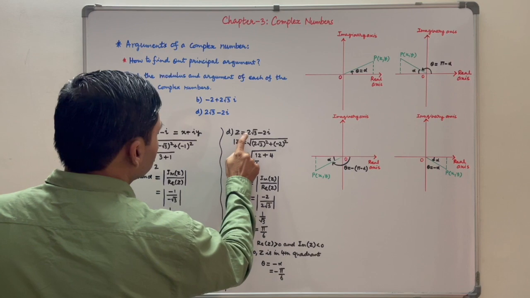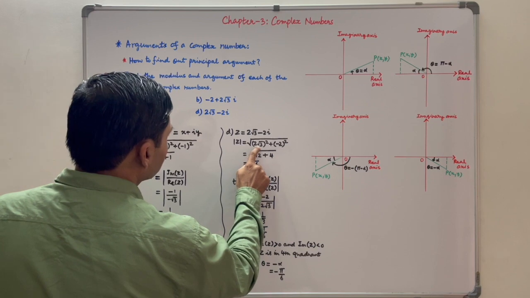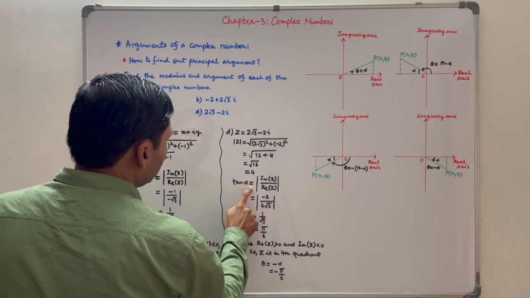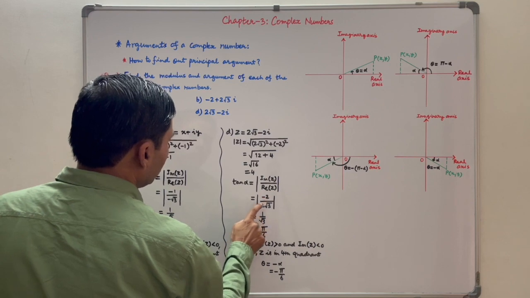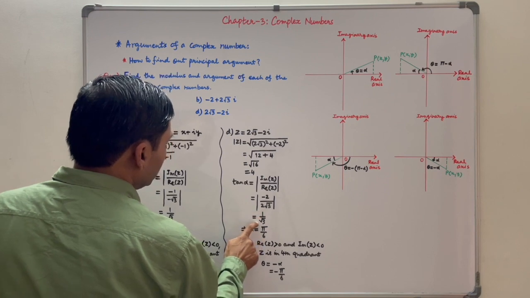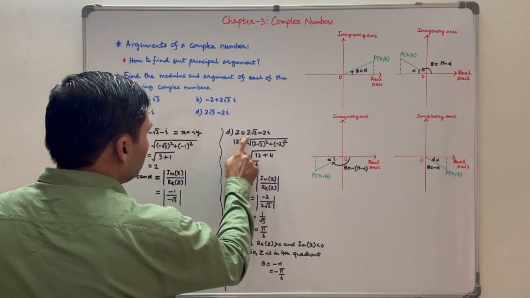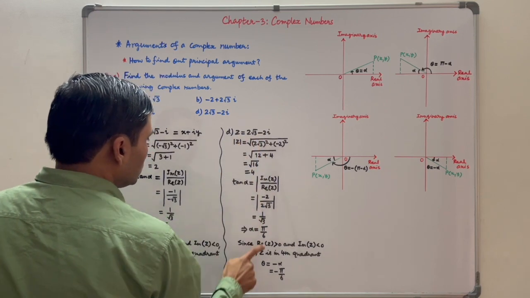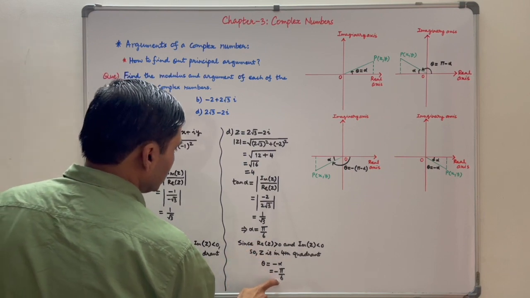Part D. Suppose z is equal to 2 root 3 minus 2i. So mod z is equal to under root real part squared plus imaginary part squared. So mod z is equal to 4. Tan alpha is equal to mod imaginary z upon real z, and that is equal to mod minus 2 upon 2 root 3. Mod is always positive, so that is equal to 1 upon root 3. Tan alpha is equal to 1 by root 3, so alpha is equal to pi by 6. Here real part is positive and imaginary part is negative, so z is in fourth quadrant. So theta is equal to minus alpha. Alpha is pi by 6, so theta is equal to minus pi by 6.